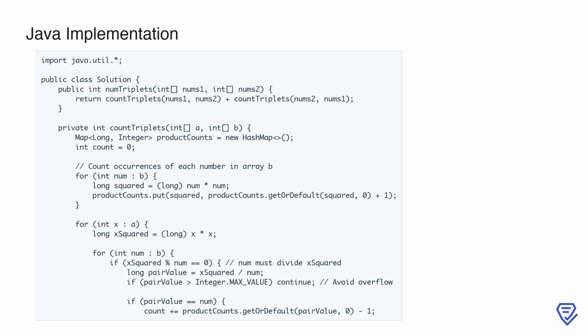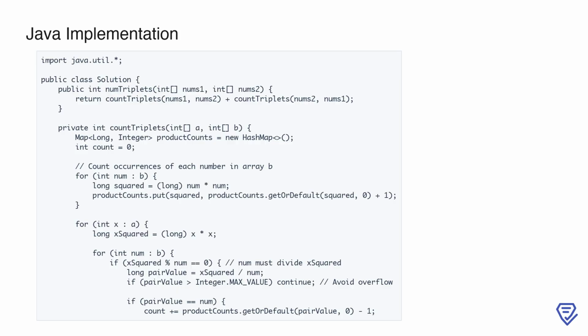Next, for each element x in array A, we calculate its square, x squared, and then iterate through each number in B again. If x squared is divisible by the current number, we calculate the corresponding pair value by dividing x squared by that number. To prevent potential overflow, we skip the iteration if the pair value exceeds Integer.MAX_VALUE.